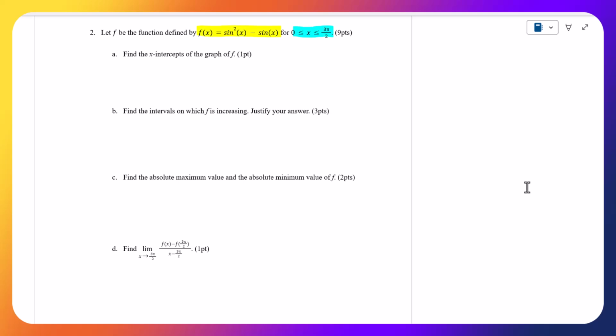Okay. All right. So first off, find the x-intercepts. I haven't asked a question like this before, but this would probably be a pre-cal question because we're doing trig functions. But x-intercepts are where f of x equals 0. So we want sine squared of x minus sine of x to equal 0.